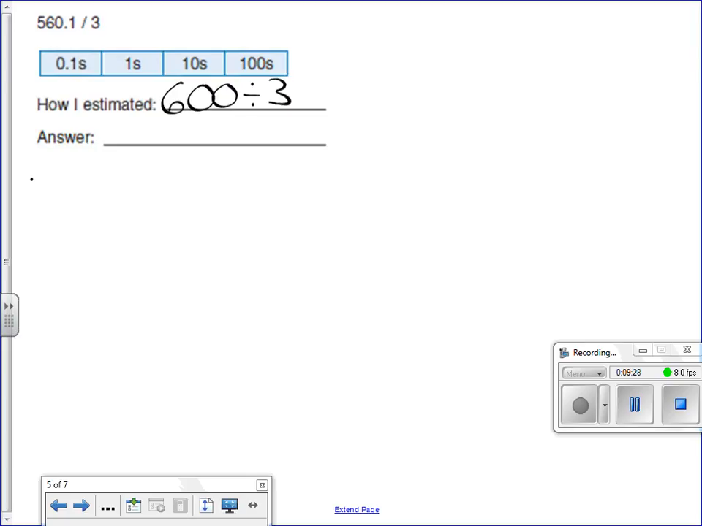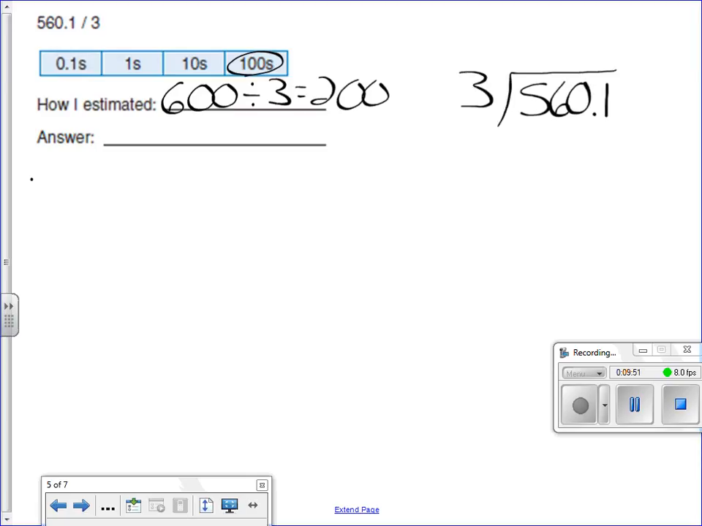I know 3 can go into 6 2 times. I'm going to go ahead and move the zeros over. So my estimated answer is 200. Go ahead and circle the hundreds. Do you see how I didn't spend a lot of time on estimation? Now I'm going to actually work out the problem and see if my answer is very close to the number 200. I have 560 and 1/10 divided by 3.